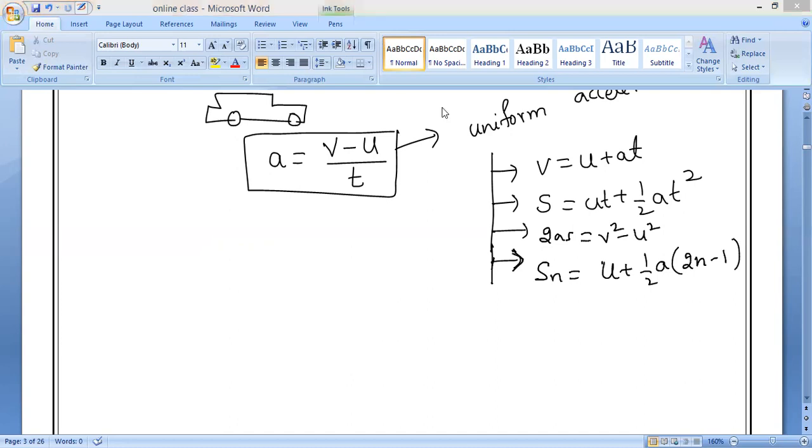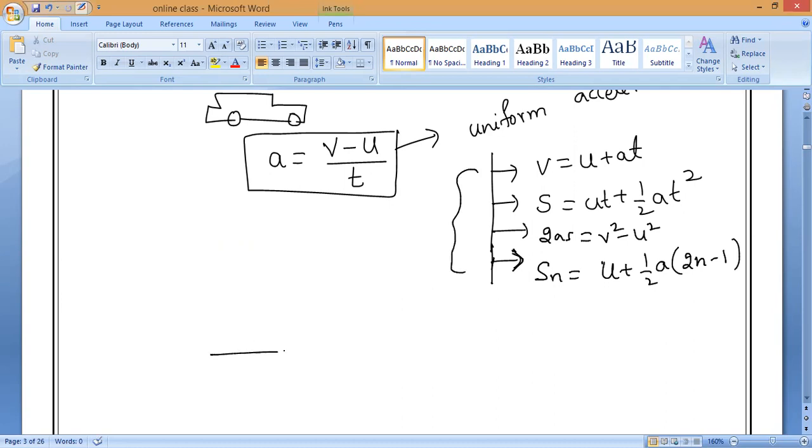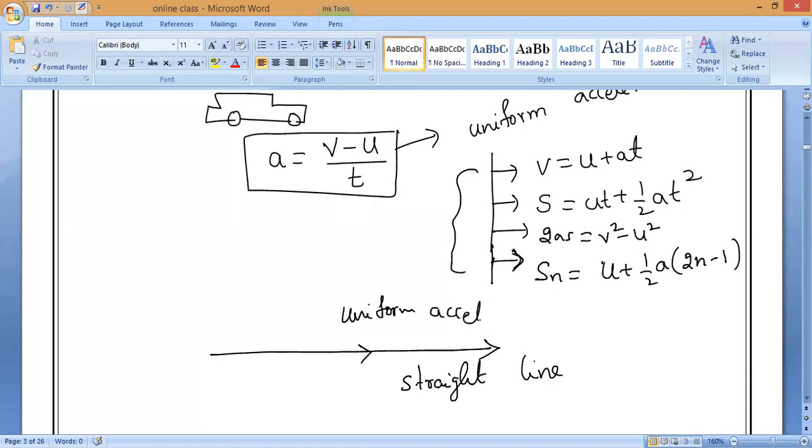Now, please observe very carefully. When we are representing these 4 equations, the body is moving on the surface of the ground like this, yes or no? The body is moving with uniform acceleration and also it is moving in a straight line. Is it yes or no? Yes, please respond. So with uniform acceleration, when the body is moving in a straight line, we can say these are the 4 equations.